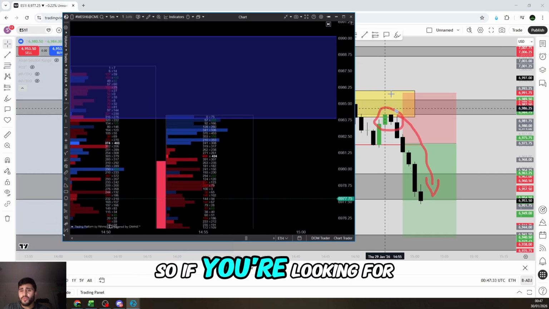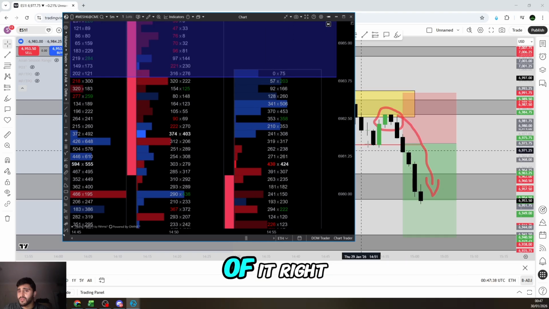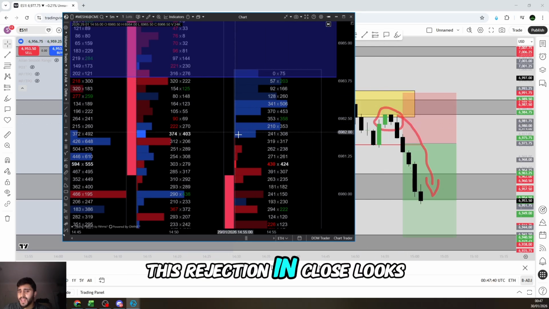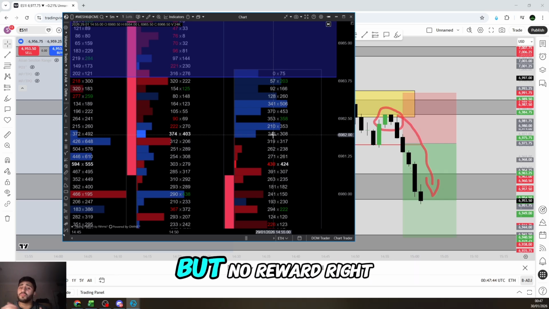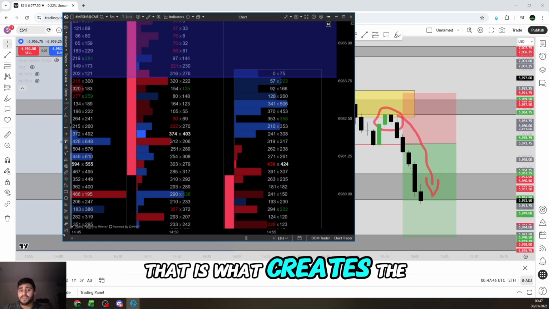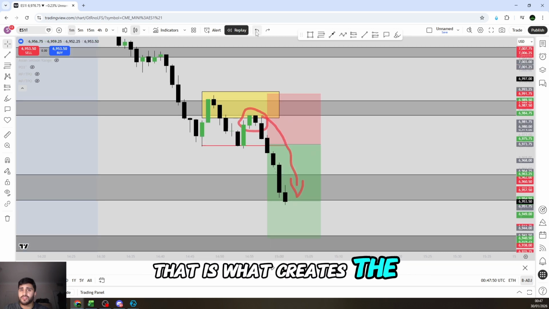If you're looking for this short move to the downside, these are the characteristics of it. This rejection and close looks like this: aggressive buyers with the blue delta, but no reward. That is what creates the downwards move. That is what creates the shorts.